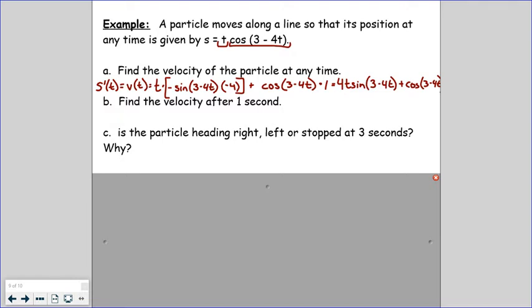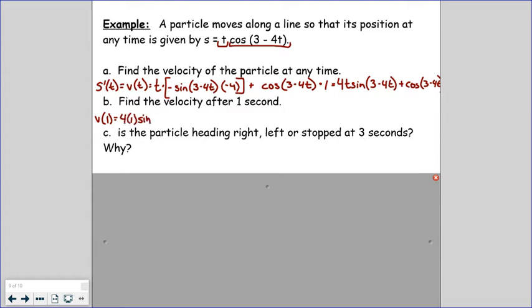Questions on taking that derivative, finding our velocity? Okay, the second one asks us to find the velocity after 1 second, so we would be evaluating our velocity function for 1, plugging in 1 for all of the t's.